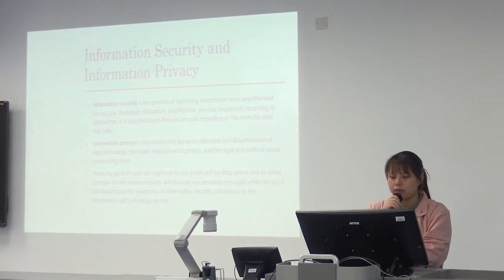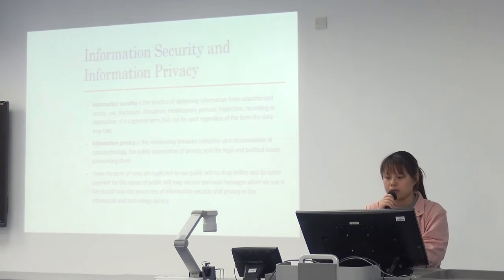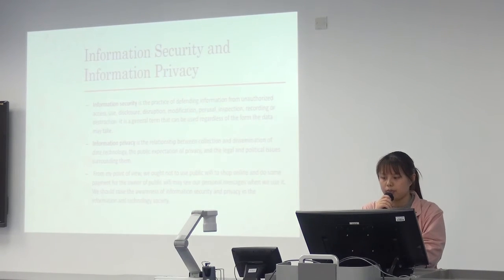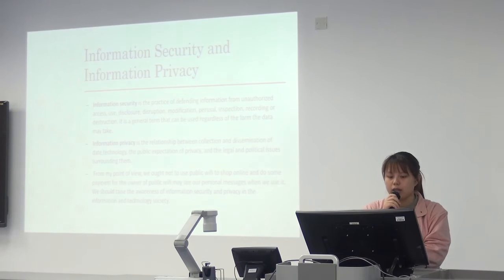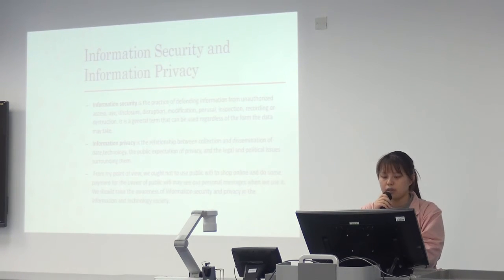To begin with, information security is the practice of defending information from unauthorized access, use, disclosure, modification, inspection, recording, or destruction. This is a general term that can be used regardless of the form the data may take. And information privacy is a relationship between collection and dissemination of data, technology, the public expectation of privacy, and legal and political issues surrounding them.